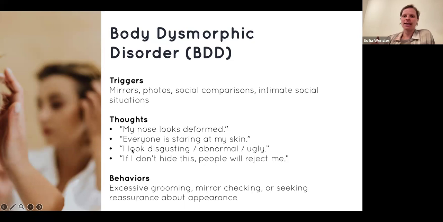And those thoughts then lead to compulsive behavior such as excessive grooming, mirror checking, seeking reassurance about appearance, and things like that. So basically, if we're looking for those two main identifiers of this group, we see a lot of unintended negative thoughts, and we also clearly see compulsive behavior.